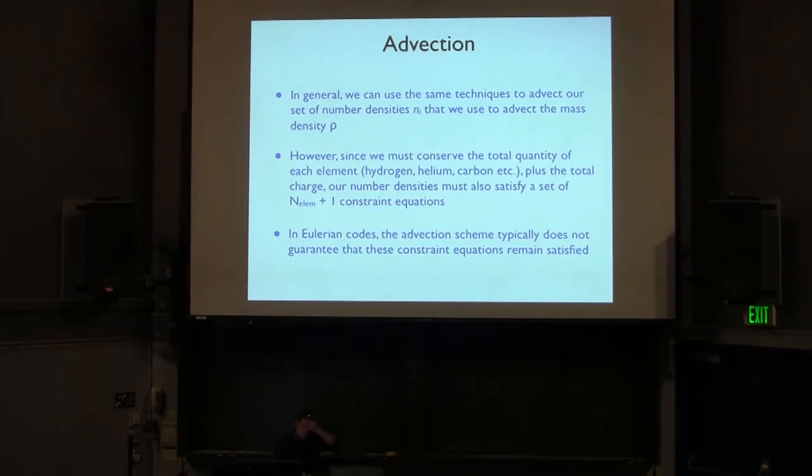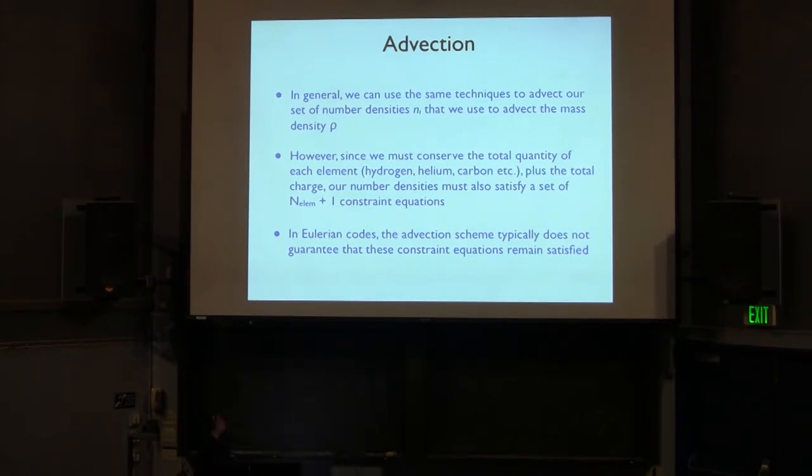So how do you advect the species? You're piggybacking on the grid codes. If it's a grid code, you're piggybacking on the way that it generally does its advection step for the density, for example. So you use the same processes that you would use inside your grid code to also advect the species. The problem is that you must conserve the total amount of, say, hydrogen. You don't want to be creating and destroying hydrogen, right? You want that to be conserved.